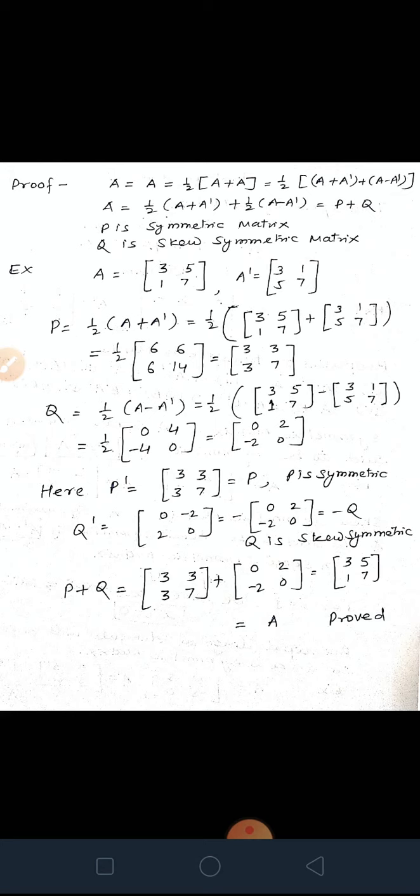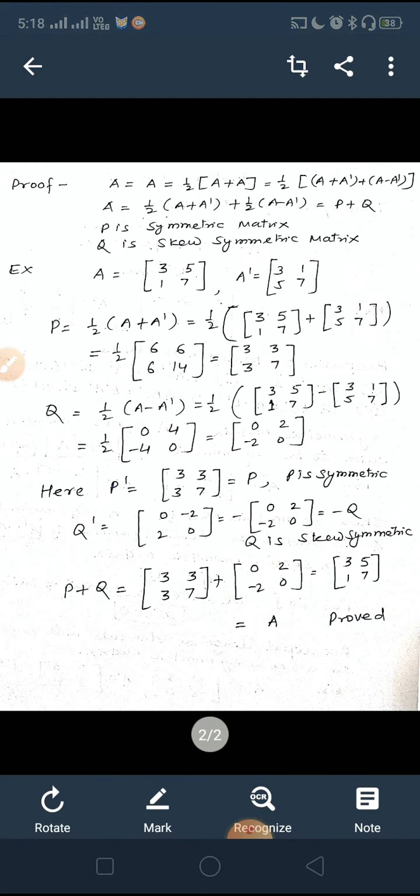Now find P dash. P dash is equal to [3, 3; 3, 7]. Its transpose is the same as P, so P is symmetric. Now take the transpose of Q. If we take the transpose of Q, we get minus Q, means Q is skew symmetric. So P plus Q is equal to [3, 3; 3, 7], and after adding these two matrices we get [3, 1; 5, 7], which is A. So it is proved here, every square matrix can be expressed as a sum of a symmetric and a skew symmetric matrix.